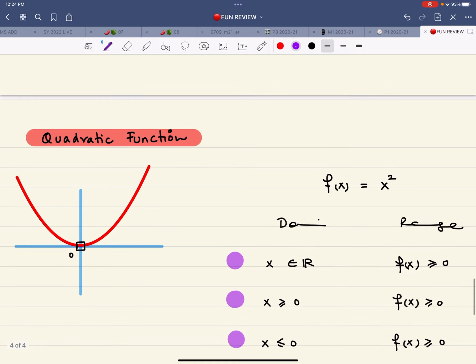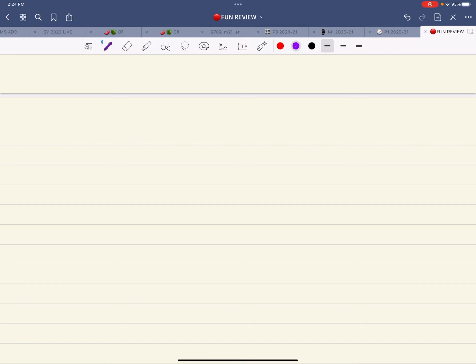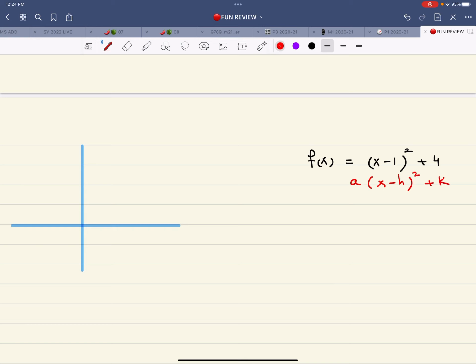So these two are the first two basic examples of quadratics. Let me move on. Something like a graph of f(x) equals (x minus 1) whole square plus 4. Underneath it, write a(x minus h) whole square plus k. a is positive, that is the shape of the graph. h equals 1, k equals 4. (1, 4) is the coordinate of the turning point.